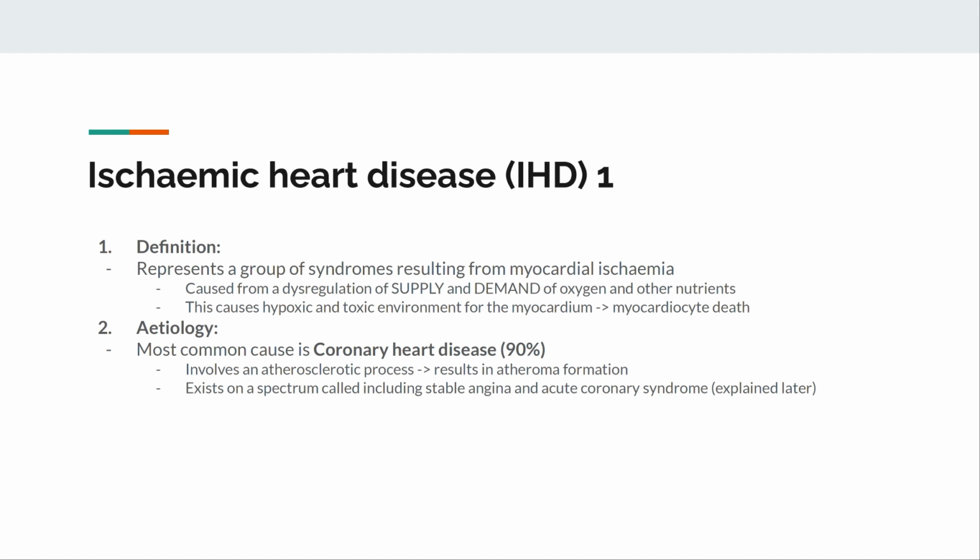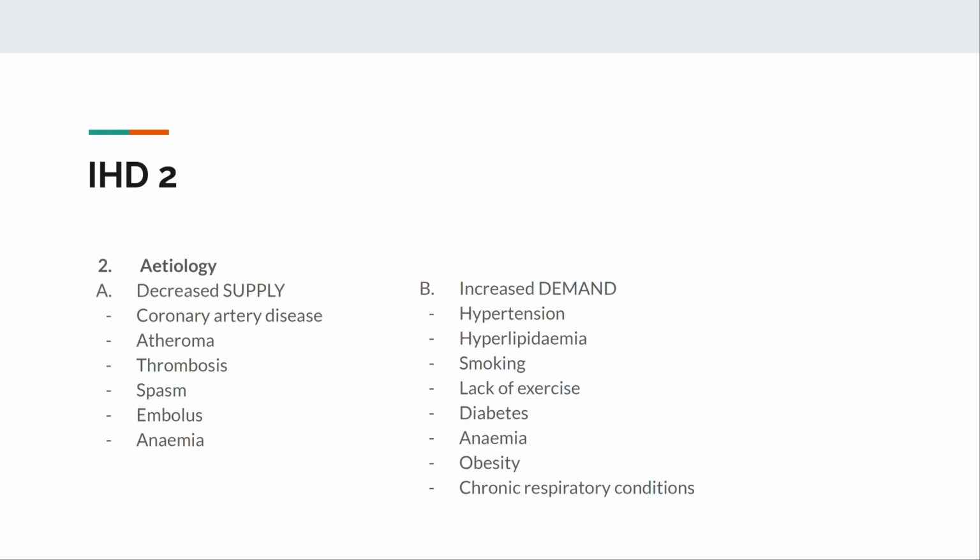I will talk a little bit about both of these processes in a minute. But for coronary heart disease, I just want you to remember it's pretty much an atherosclerotic process. Coronary heart disease essentially exists on a spectrum, which includes stable angina and acute coronary syndrome, which we'll discuss later as well.